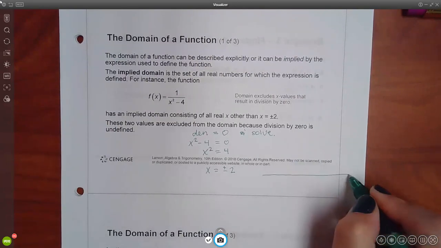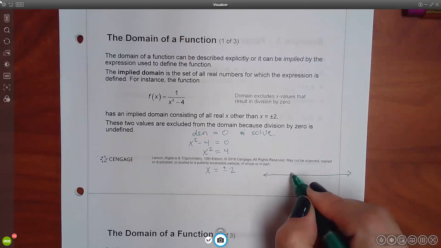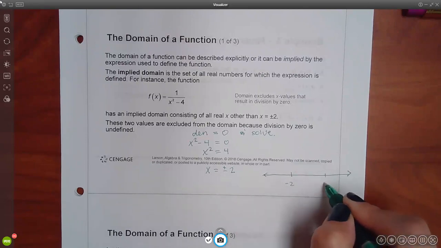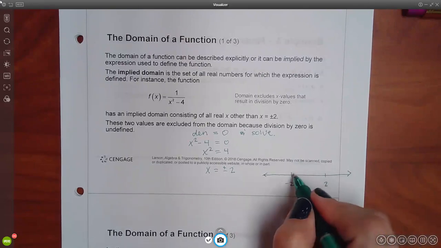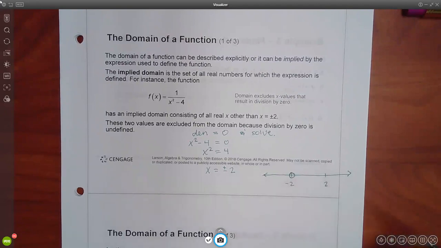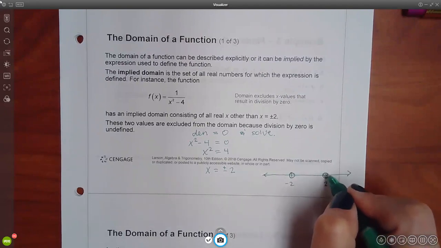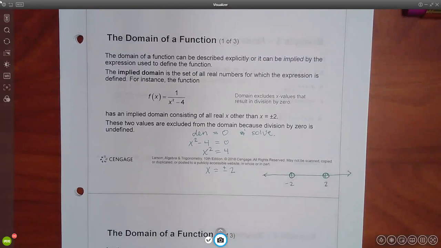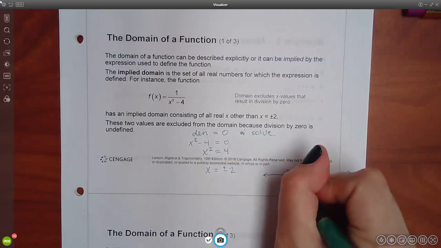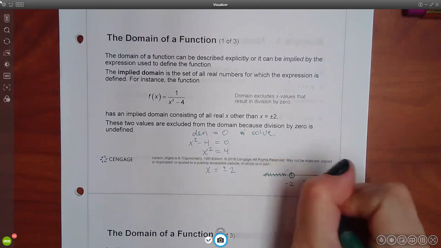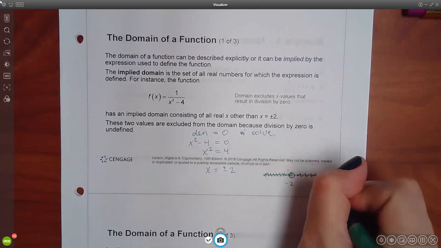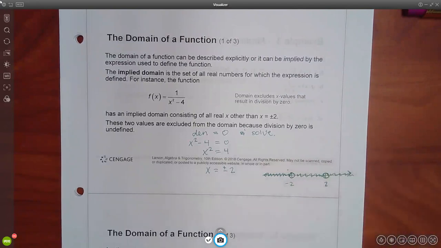It looks really weird when you write your answer. You basically are going to have a hole at negative two and a hole at positive two. You have to take those numbers out of the situation. So when I'm writing it, this is all good, this is all good, and this is all good. Those are a part of my domain.